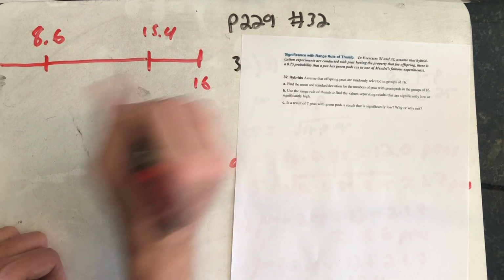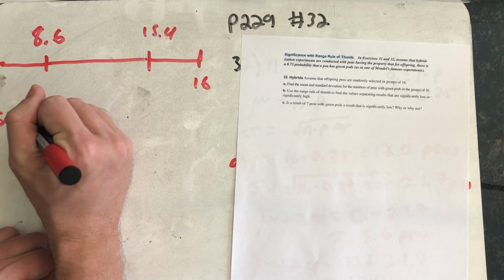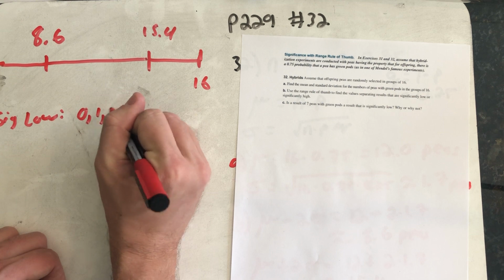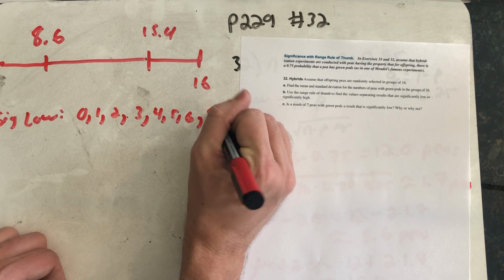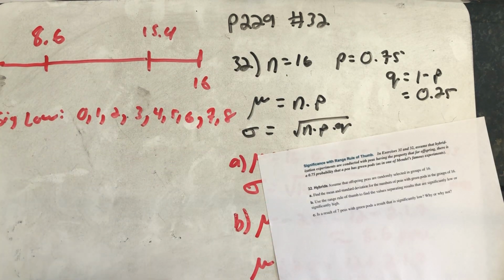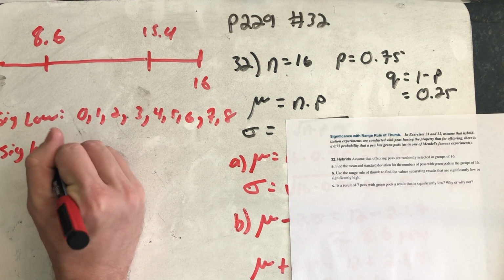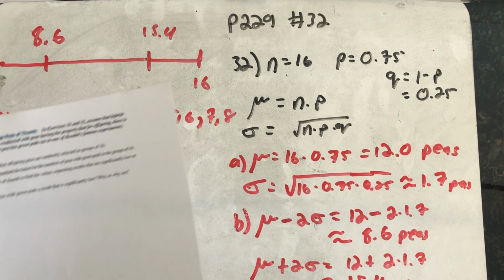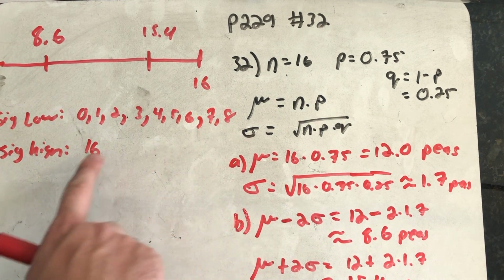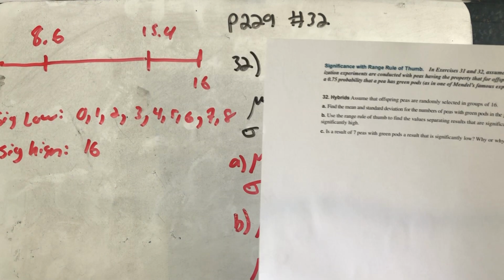Well, I only have an option to go up to 16 and I start at 0. So the things that are significantly low, well, that would be anything below 8.6. So any of the values between 0 and 8 would be a significantly low number of peas. And the values that are significantly high, well, that would just be 16. That's the only possibility that's over 15.4. Anything between 8 and 16, anything between 9 and 15, the values between these, those are typical.